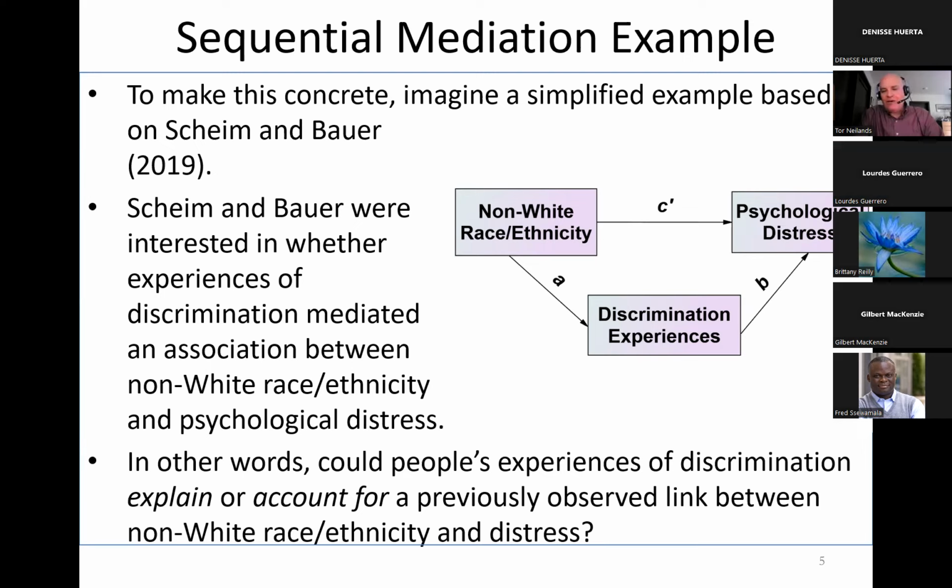But the main question here is, could people's experiences of discrimination explain or somehow account for a previously observed link between non-white race, ethnicity, and psychological distress? And that's what we see here in the diagram. Non-white race ethnicity appears as the exposure. We have the A effect leading to the mediator, which is discrimination experiences. And then discrimination experiences could influence psychological distress along the B pathway. And then we have this C prime pathway here. That's the direct effect of non-white race ethnicity on psychological distress, once you've accounted for the presence of discrimination experiences in the model.